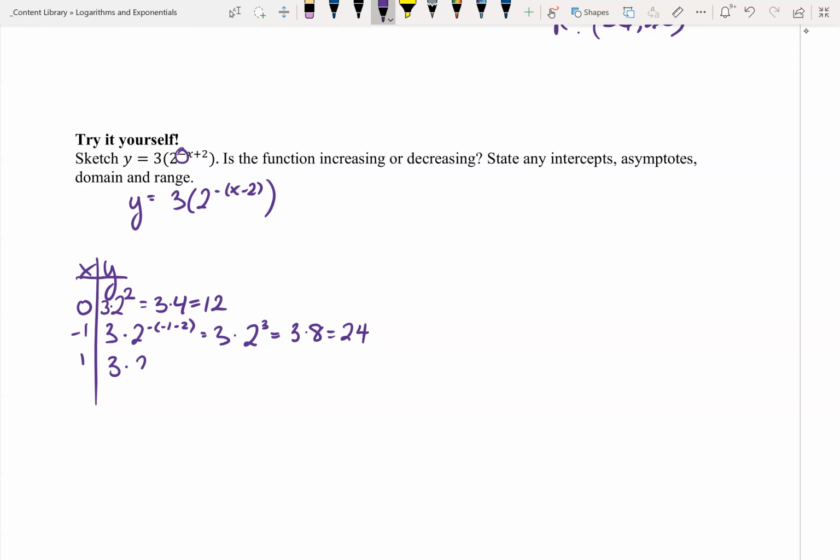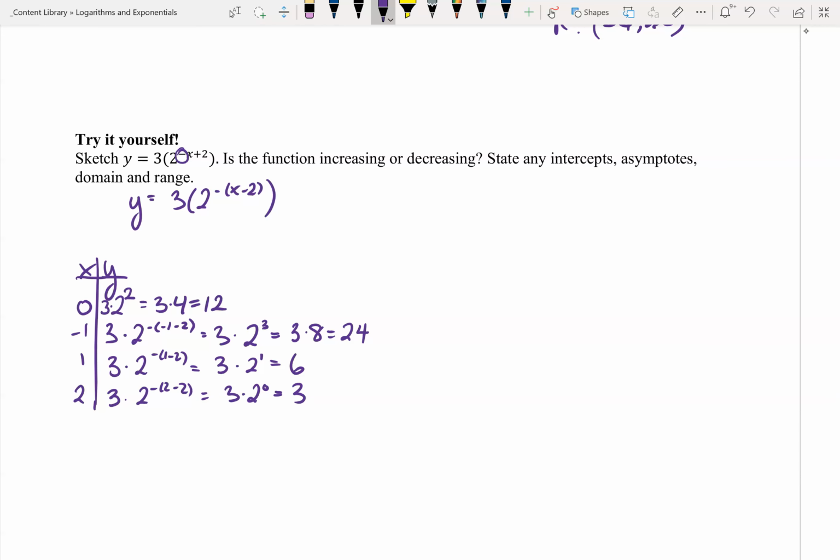Then for x equals 1, it's going to be negative 1 times negative 1, which is positive 1. 3 times 2 is 6. And we can even do one more to see if we get an even smaller y value. So I'm going to choose x equals negative 2 as another point that we could try to find. That's 3 times 2 to the power of 0, which is 3.